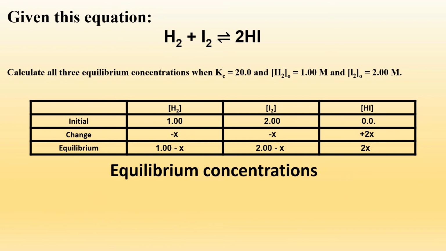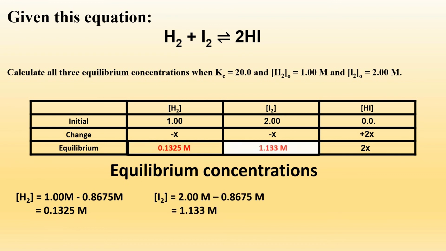Now for the actual equilibrium concentrations. The concentration of H2 is equal to 1.00 molar minus 0.8675 molar. This is equal to 0.1325 molar. The concentration of I2 at equilibrium will be 2.00 molar minus 0.8675 molar. This is equal to 1.133 molar.